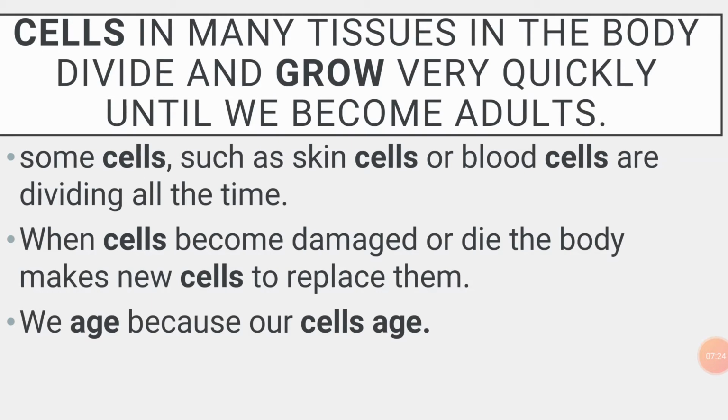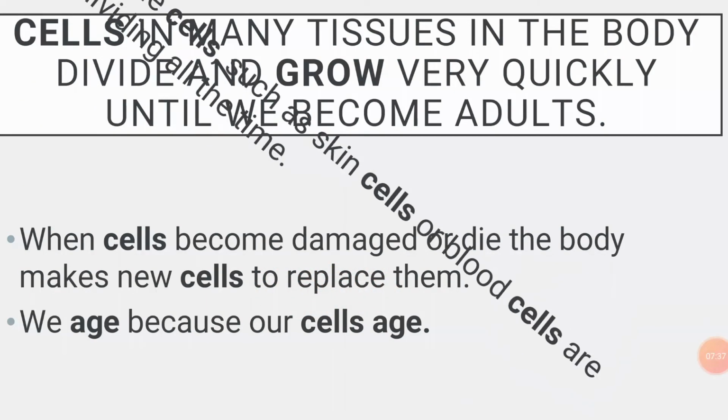Some cells such as skin cells or blood cells are dividing all the time. When cells become damaged or die, the body makes new cells to replace them, and we age because our cells age.